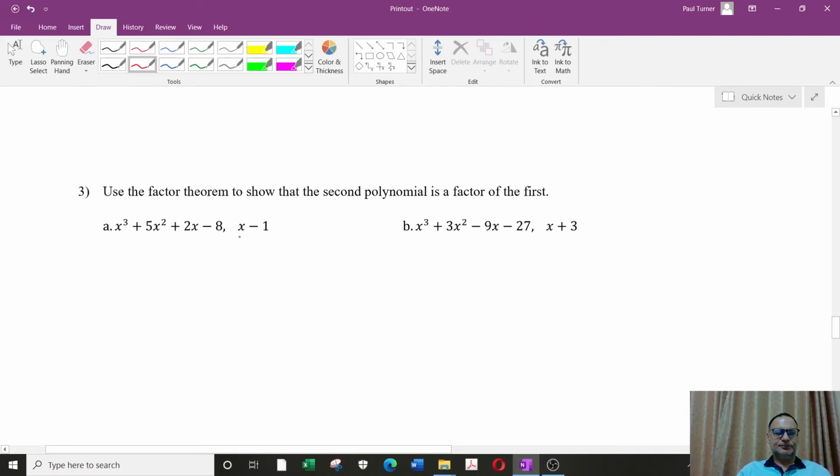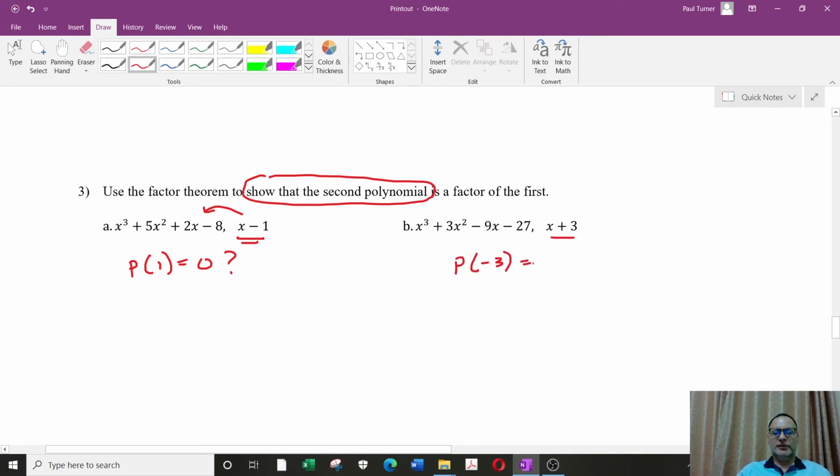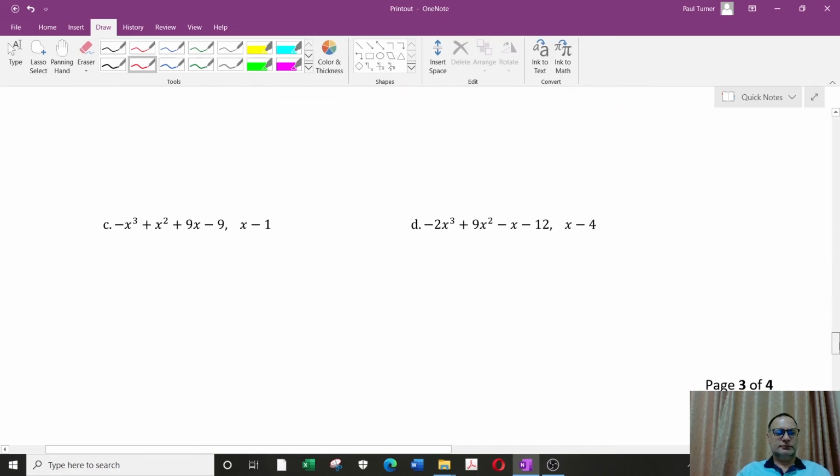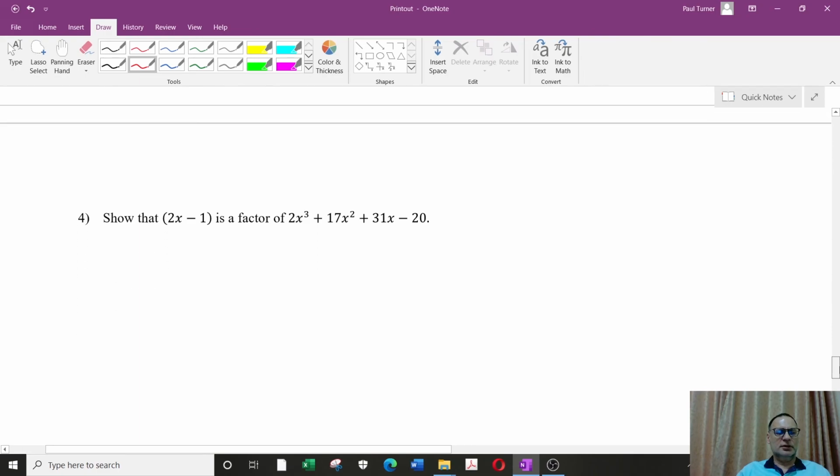Okay, question 3. Let's show that this is a factor of this polynomial here. So in this case, P of 1 should be equal to 0, yes or no? It should be, because it says to show that the second polynomial is a factor of the first. In this case, you need to show me that P of minus 3 is equal to 0. So that means you need to do the working, and you should get 0 when you do that. And do it the same for those two.